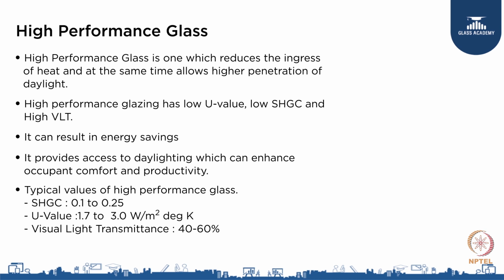So what is a high performance glass? A high performance glass for us, that is in the tropical regions, would be the one which reduces the heat ingress and at the same time allows a lot of light to come in. That means it should have high visual light transmittance, it should have low solar heat gain coefficient, and it should also have low U value. A typical high performance glass would have value of solar heat gain coefficient of about 0.2, 0.25, U value of about 1.7, and visual light transmittance of about 40%.